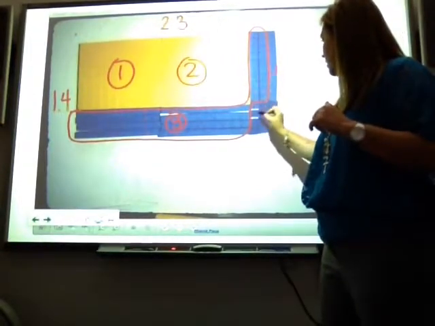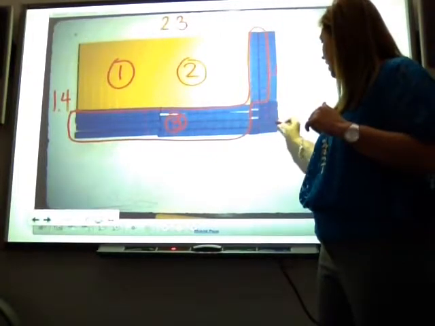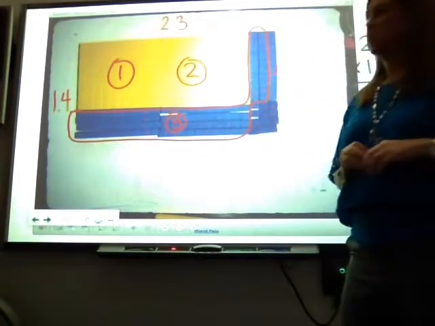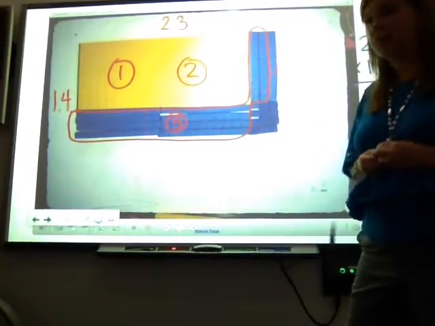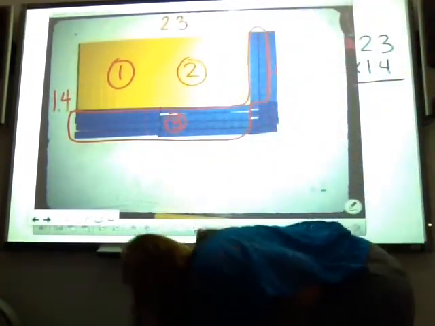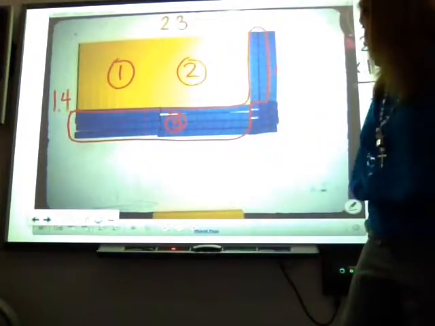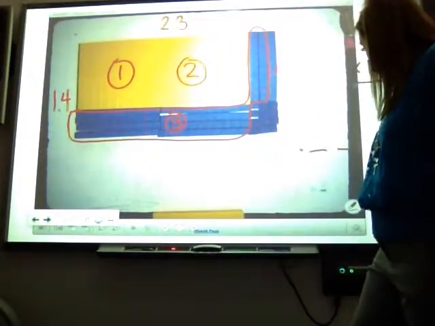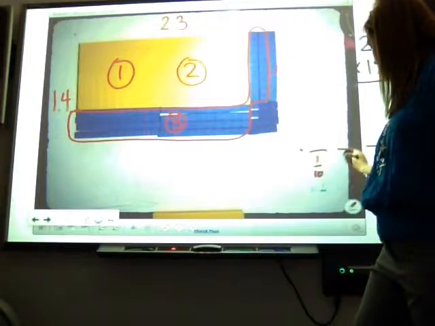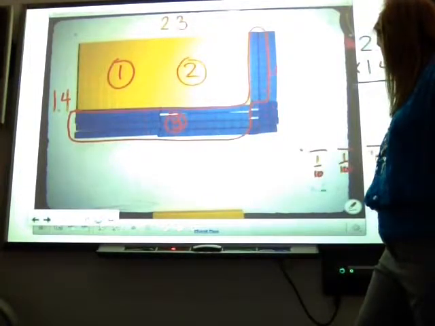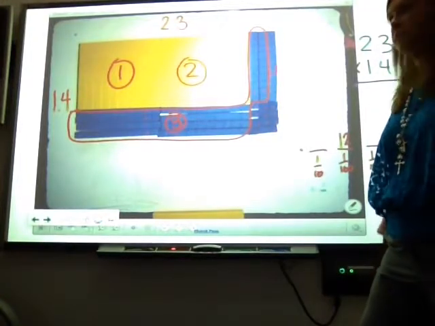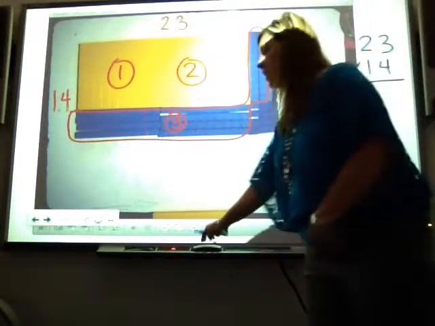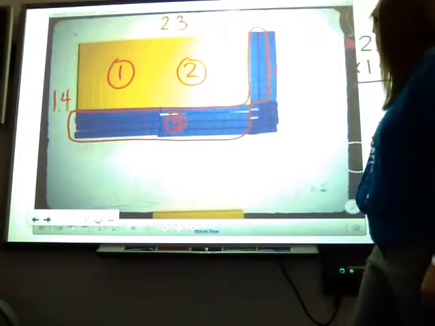So let's talk about what I have down here. 1, 2, 3, 4, 5, 6, 7, 8, 9, 10, 11, 12. Tell me what I have here. 12 hundredths, right? Can I have 12 hundredths as is? No. Tenths, hundredths, thousandths. Can I have 12 in that box right there? No.